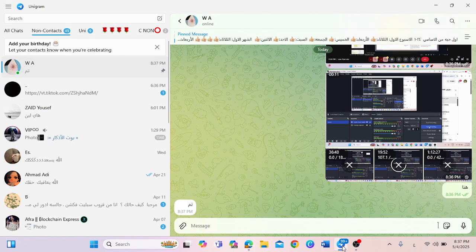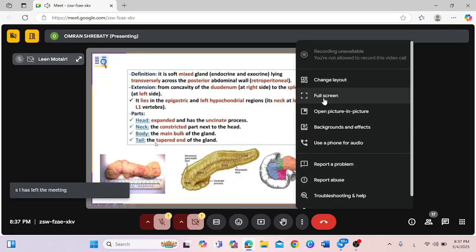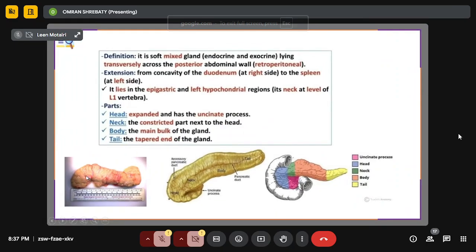And as we said, all those parts are retroperitoneal, except for the tail, it's intraperitoneal, which means it lies inside the peritoneal cavity. And here we have a real image for the pancreas. We are having the uncinate process. Here we are having the head, then the neck, the body, and ending by the tapered end, which is the tail.